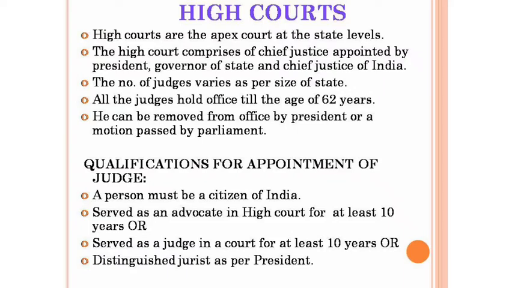Now, the High Court. The High Court is the highest judicial authority in a state. The Parliament has the power to establish a common High Court for two or more states. High Court is the apex court at state level. It comprises a Chief Justice appointed by the President, the Governor of the State and the Chief Justice of India. Then the number of judges is variable as per the size of the state.